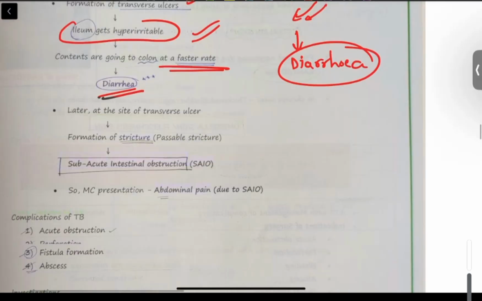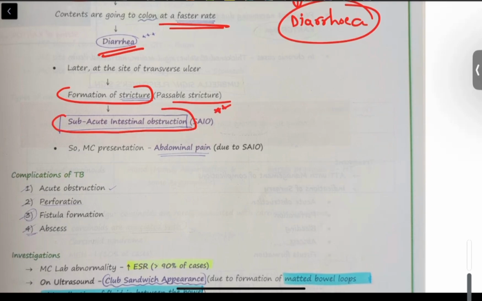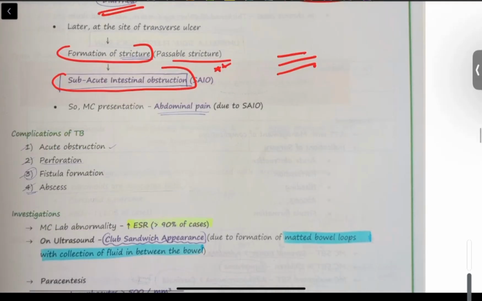Later on, at the site of the transverse ulcer, there will be formation of a stricture, which is a passable stricture, and this will lead to subacute intestinal obstruction. This is like an obstruction, but it is subacute. It takes time, more than a week it can happen. First there will be an ulcer, then that will lead to stricture formation, hence the name subacute intestinal obstruction. So the most common presentation for all this is abdominal pain because of subacute intestinal obstruction.